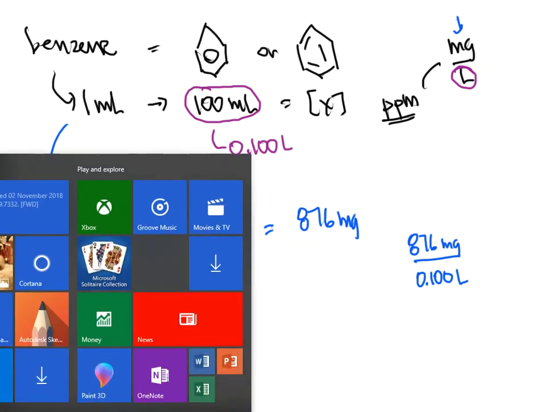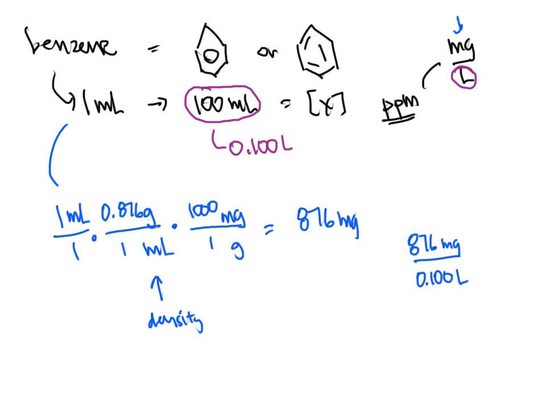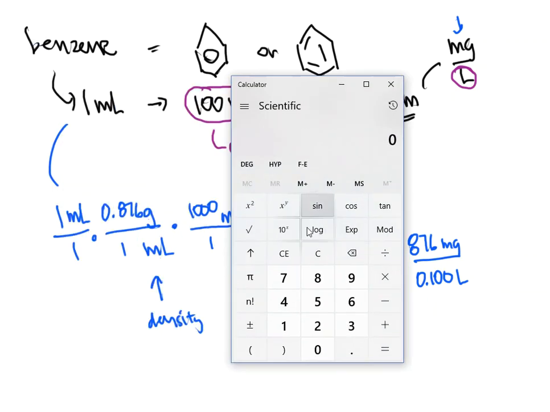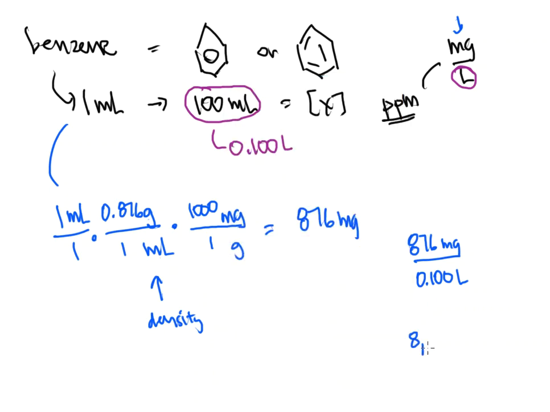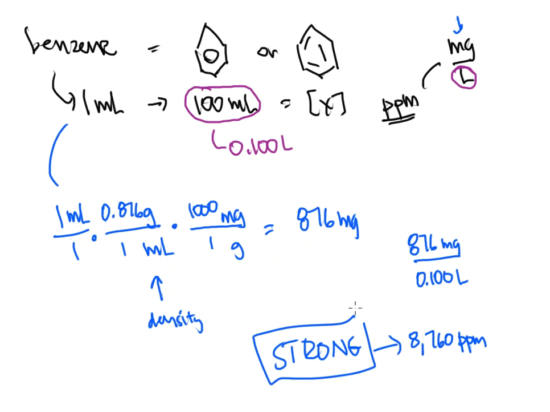Okay, so I'm going to bring up the calculator just so I can prove the point, so that way you know I'm not lying to you. So I'm going to take 876, and I'm going to divide this by 0.1, and what I will end up with is 8,760. All right, 8,760 parts per million. Folks, this is way too strong. There is no way that you are going to be able to analyze something like that on a GC system.